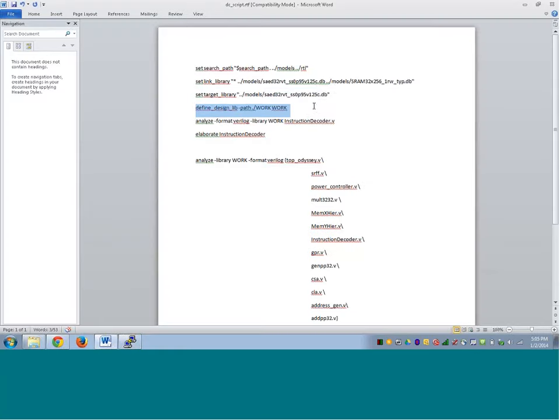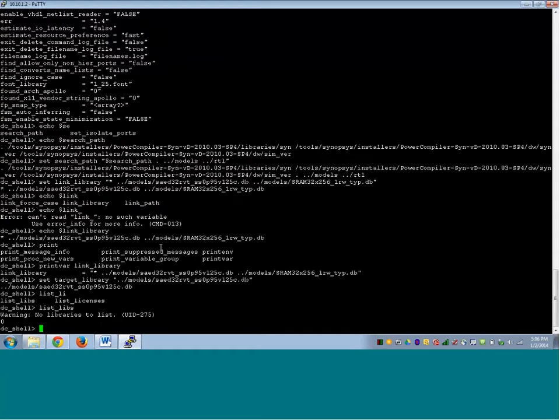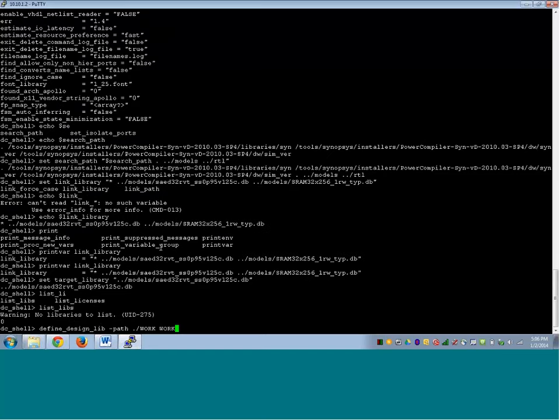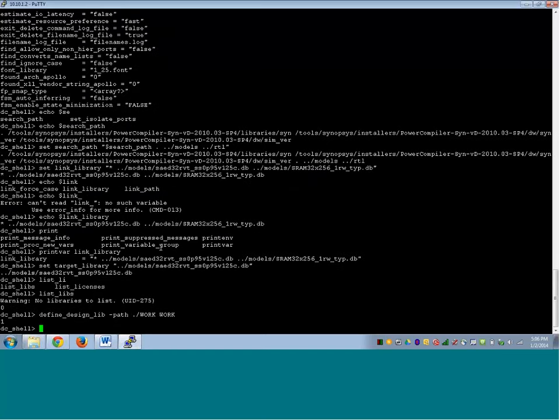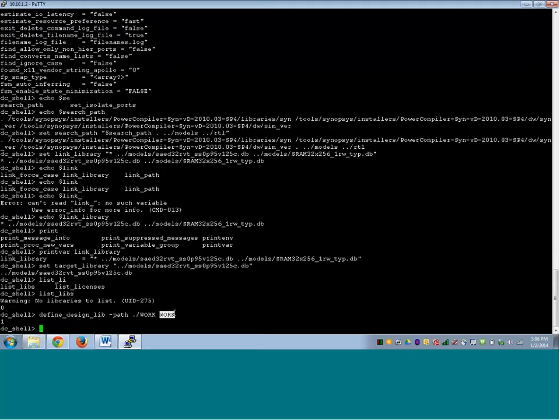Now we define the design lib path, the command we were seeing earlier. So I defined a design lib which tells DC that in the current directory, the physical directory work is your work directory. Now every time DC reads an RTL file, it will create some intermediate files, those will go into this.